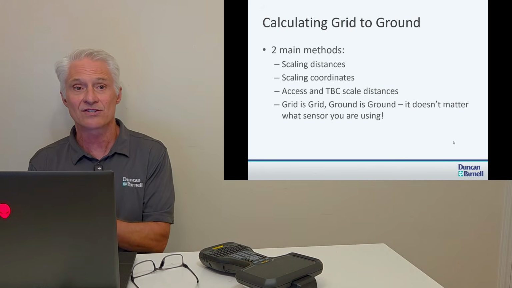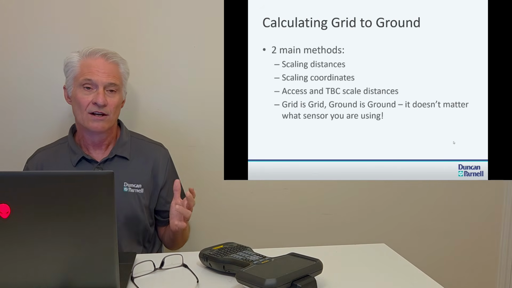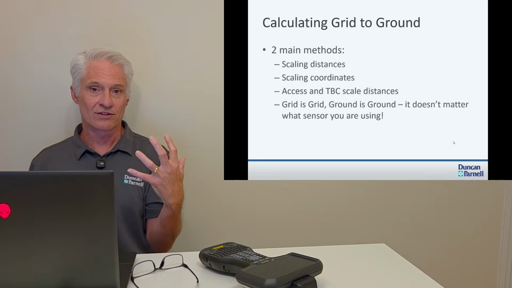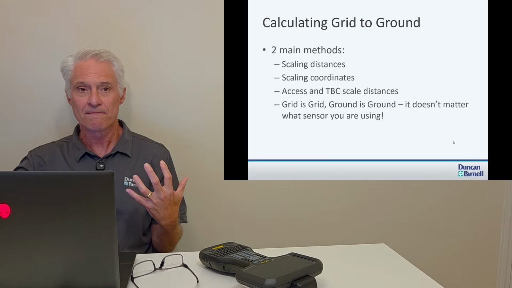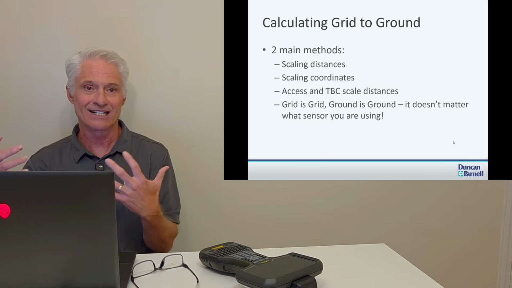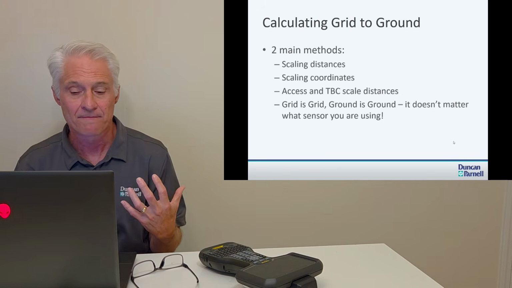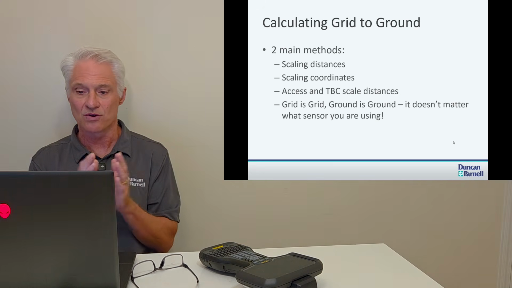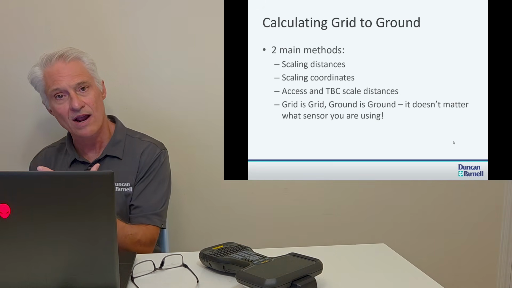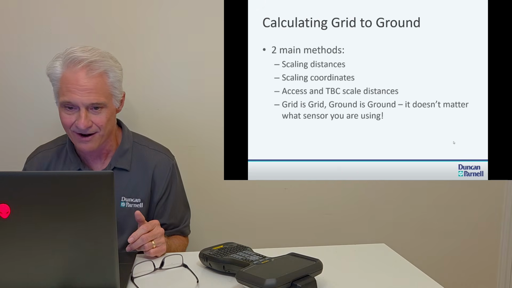The beautiful thing about that is you don't have to have multiple jobs. Some people will do one job with their GPS on grid, one job with their total station on something like a scale of 1, and then they get mismatched data and don't understand why it doesn't work together, right? This way you can set it to grid and you get grid. Use whatever sensor you want. Set it to ground, you get ground. Use whatever sensor you want, right?